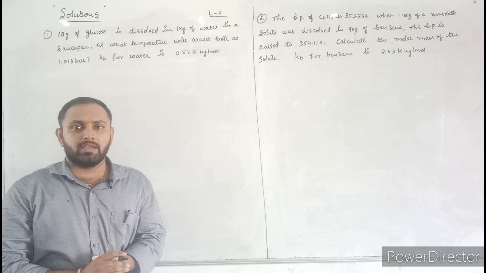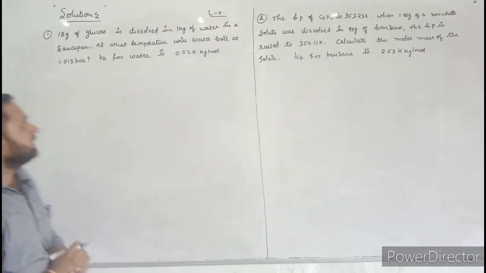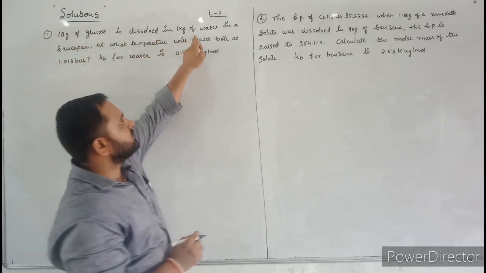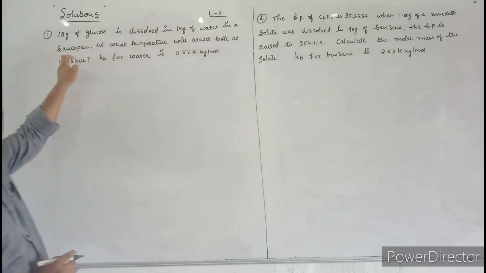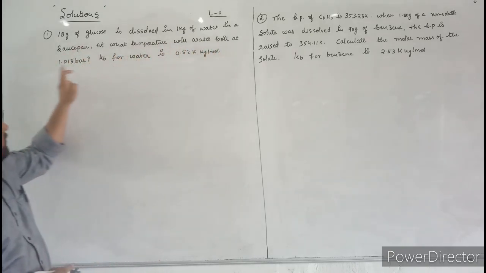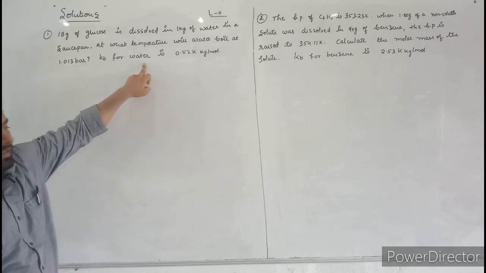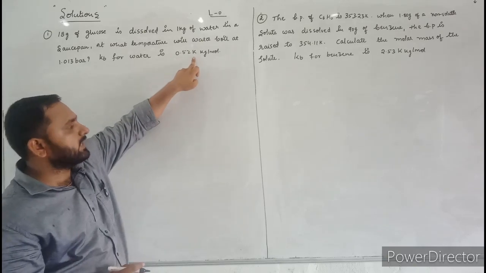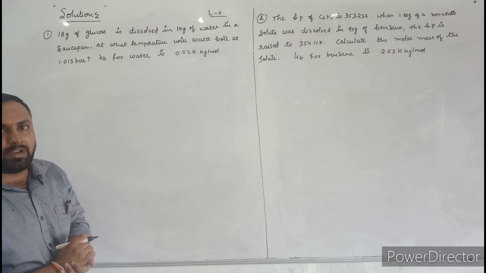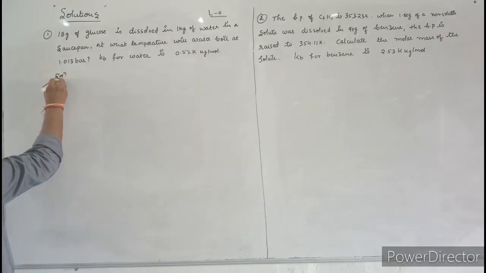Next, let us solve some numericals on the basis of elevation in boiling point. Here, the first numerical, 18 gram of glucose is dissolved in 1 kg of water in a saucepan. At what temperature will water boil at 1.013 bar pressure? Here the Kb for water is 0.52 Kelvin kg per mole. Here to solve this question, we have to write the given data.